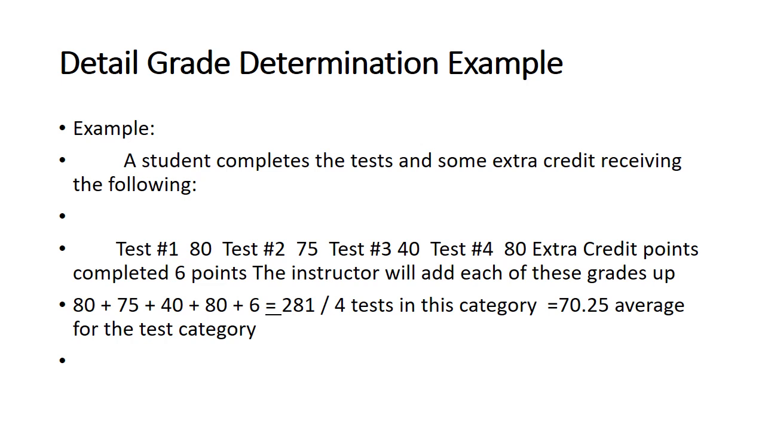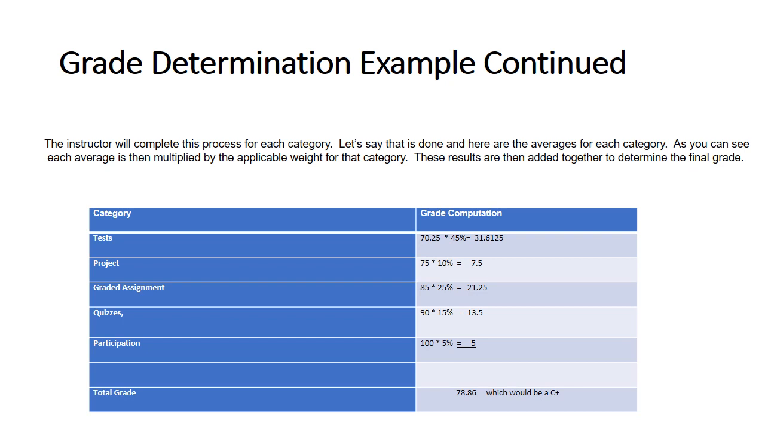I do that for each category that becomes part of your final grade. So let's say I did that for your test, 70.25. I multiply that by 45%. That's how much of the test weight is in your final grade. The project, well, there's only one, so whatever your score is, I multiply that by 10%. Graded assignments, there'll be 7 of those. I add up all the scores, divide by 7. Let's say your final average came out to be an 85. Same with the quizzes, a 90. And participation, you did all your participation, so you got 100. I then weight those averages by the applicable percentage and then add up those results. So the total grade would be a 78.86, which in a letter conversion would be a C+.